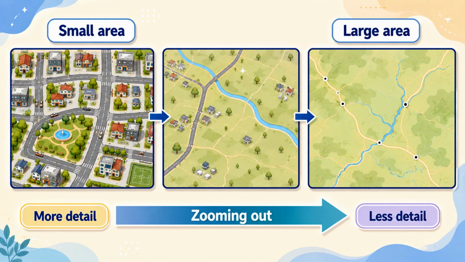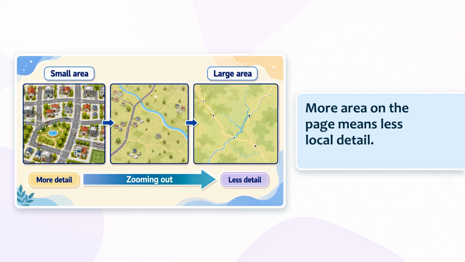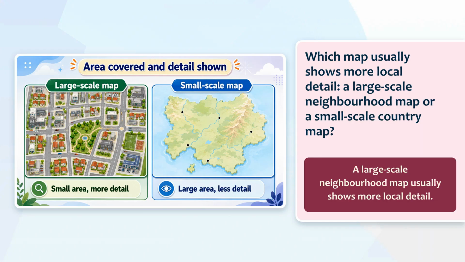A page has limited space. Fitting a small area into it allows streets and buildings to be drawn clearly, while fitting a large area requires broader information and fewer details. Scale describes this relationship, not paper size. The page space stays limited. More area on the page means less local detail. Fitting a broad region into one frame requires simplification. Use the amount of detail as your clue.